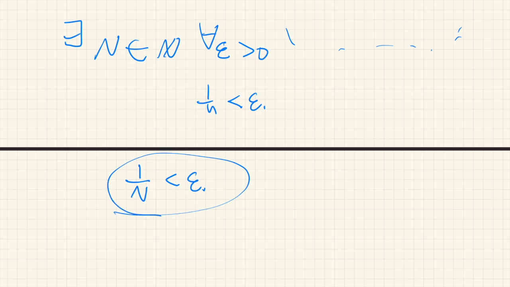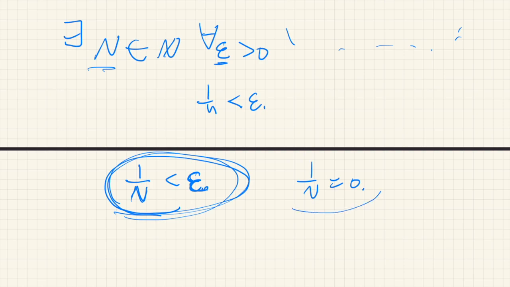So if n doesn't depend on epsilon, that means there is some natural number n such that for all epsilon, this is true. But this is nonsense. What this means is that, as we have seen in the previous video, if this inequality holds for any positive epsilon, that implies 1 over n is equal to 0.